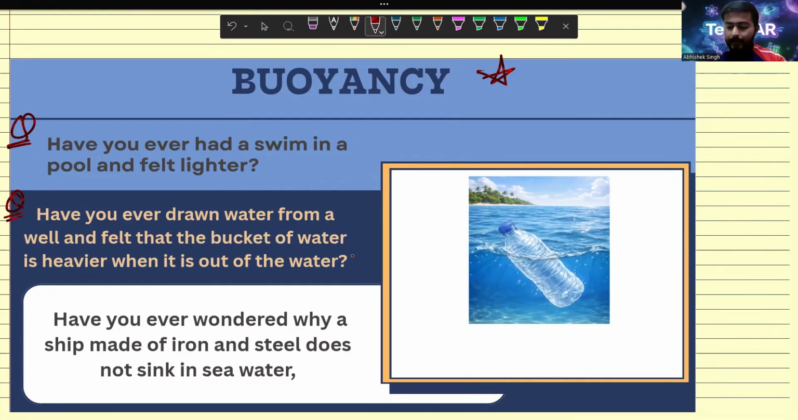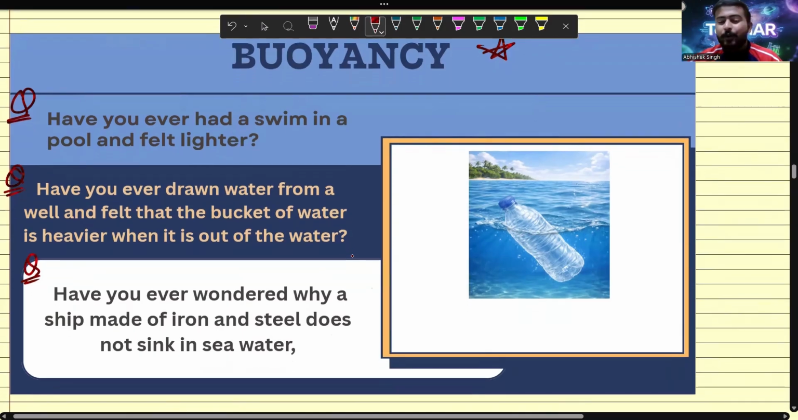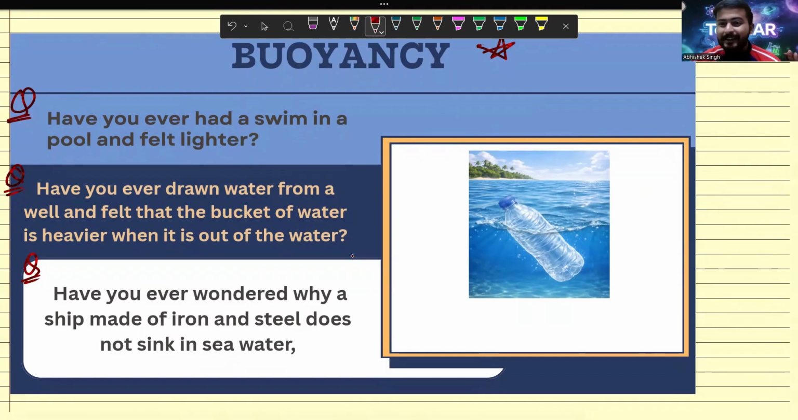जब हम पानी निकालने के लिए किसी कुएं में कोई बाल्टी या फिर कोई भी कंटेनर डालते हैं, तो when we take that bucket out, when it was in the water, it feels lighter. But when we take it out of the liquid, it feels heavier. I hope you might have noticed it. Next question. Have you ever wondered why a ship made of iron and steel does not sink in seawater? You can use your brain, you can brainstorm, and definitely you will get the answers to these questions.